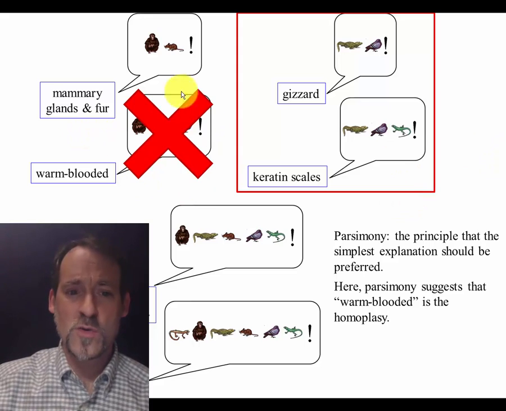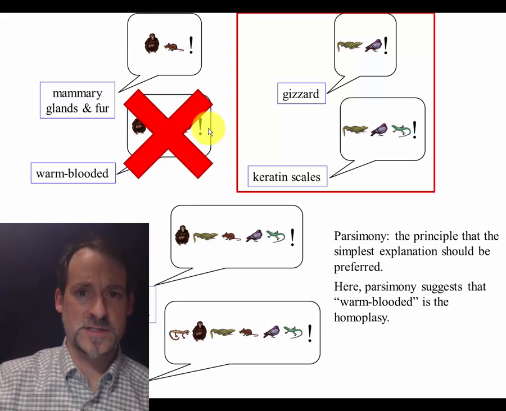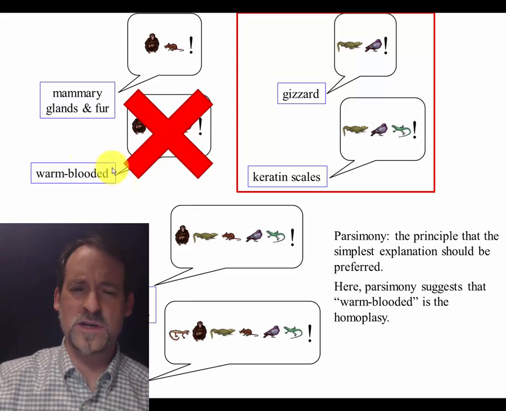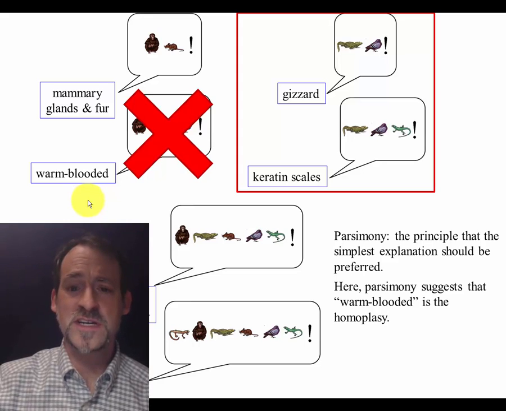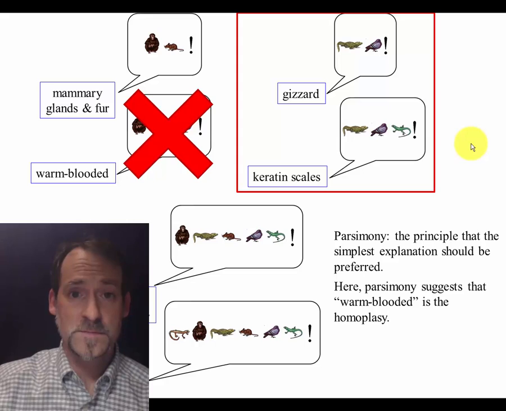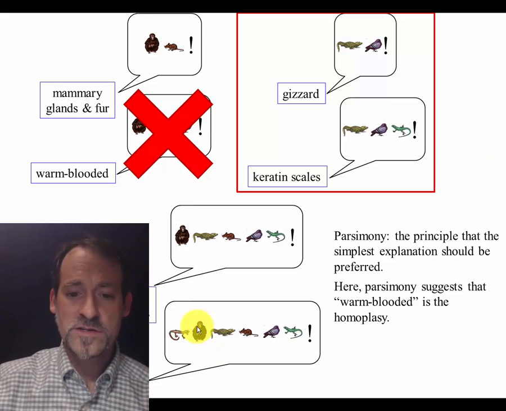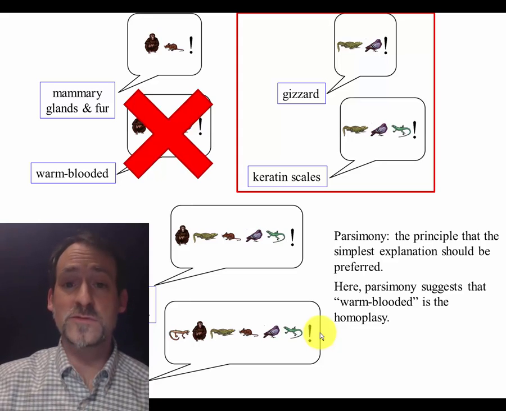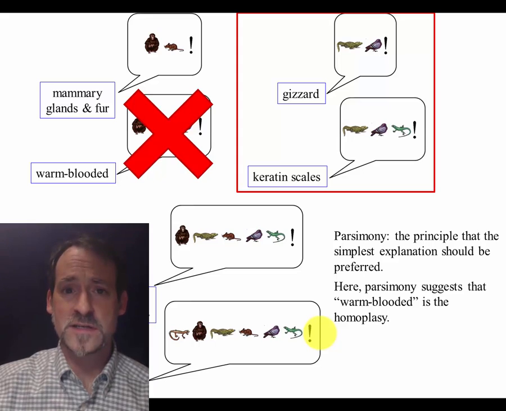Okay, once we decide that warm-bloodedness must have been a homoplasy, do we have any more disagreements? Okay, this nests within this, nests in here, and this nests in here. Okay, we don't. So basically what you're seeing here is the true evolutionary tree. We've completely reconstructed the evolutionary history of this group of organisms.